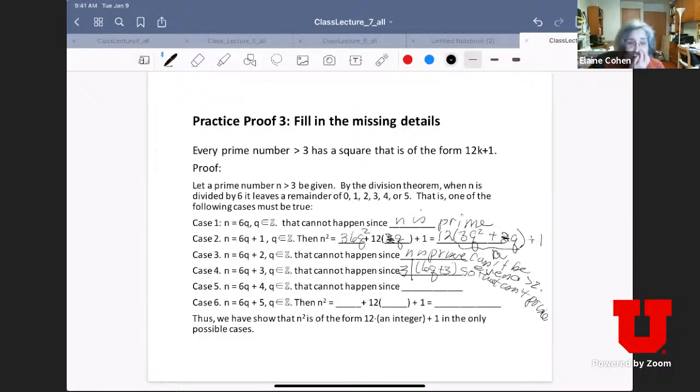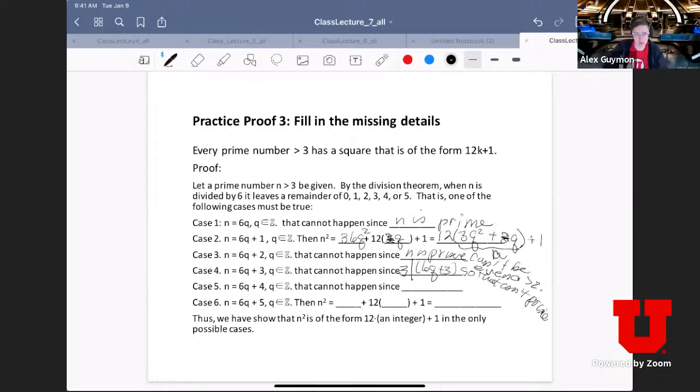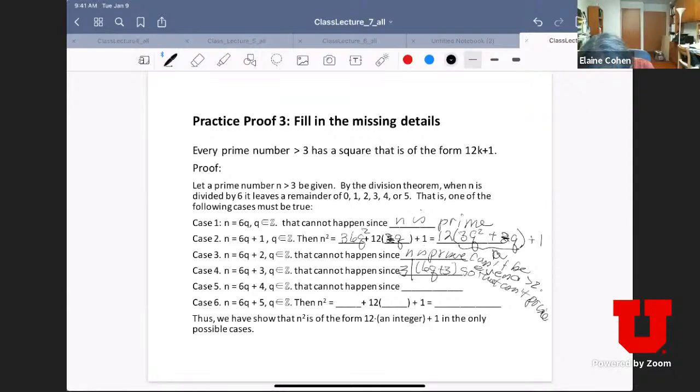What about 6q plus 4? What's wrong with that? Same answer as 6q plus 2. Same as 6q plus 2, yes, since then n is even, greater than 2, can't be prime.